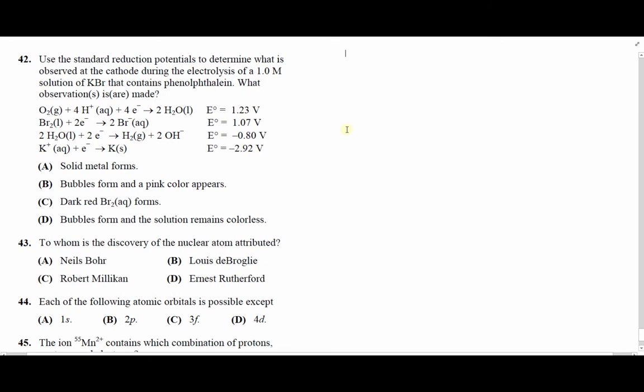Number 42. Use the standard reduction potentials to determine what is observed at the cathode during the electrolysis of a 1.0 molar solution of potassium bromide that contains phenol. What observation is made? Okay, so let's write down the major species. In our solution, potassium ion, bromide ion, and water are to be observed. Looking at these four reactions, we have to determine what happens at our cathode.